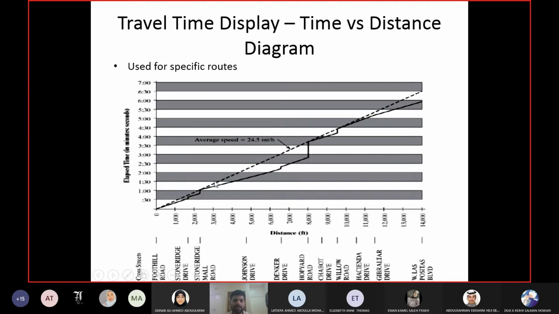Now you can see a dotted line which is giving you the average speed of this vehicle. How did I get the average speed? We get the average speed from the travel time data. We already did it in the previous lecture. If you have the travel time data, you can calculate average speed: distance upon time, simple. So you find out the average speed of this route.